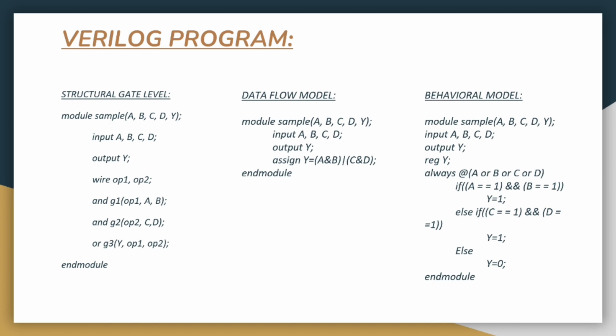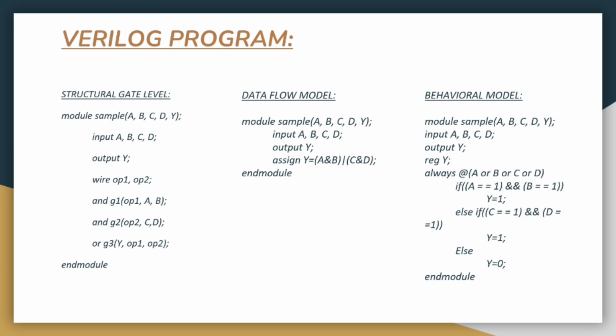From the truth table, notice that if A is equal to 1 and B is equal to 1, you will get the output as 1. Else if C is equal to 1 and D is equal to 1, you will get the output as 1. Or else, if you don't have any other cases, you will get the output as 0. And finally, end module. Similarly, the data flow model and the structural gate level.